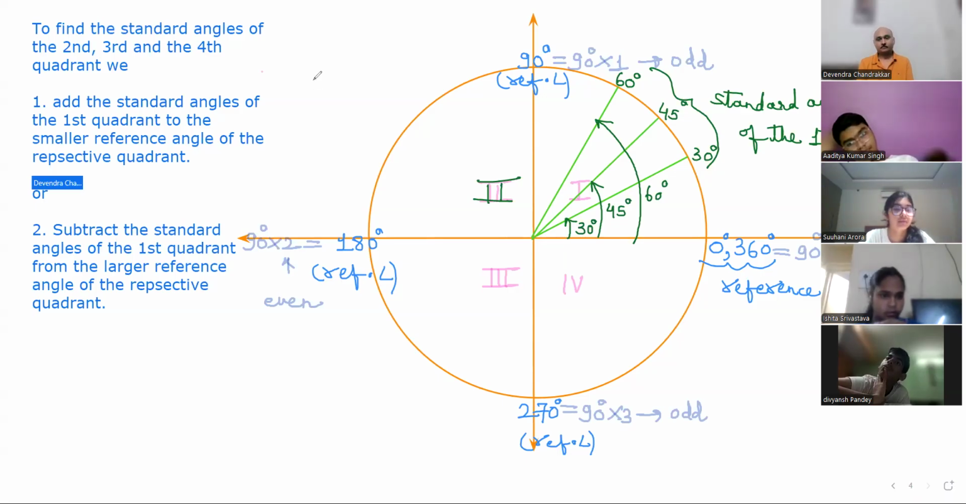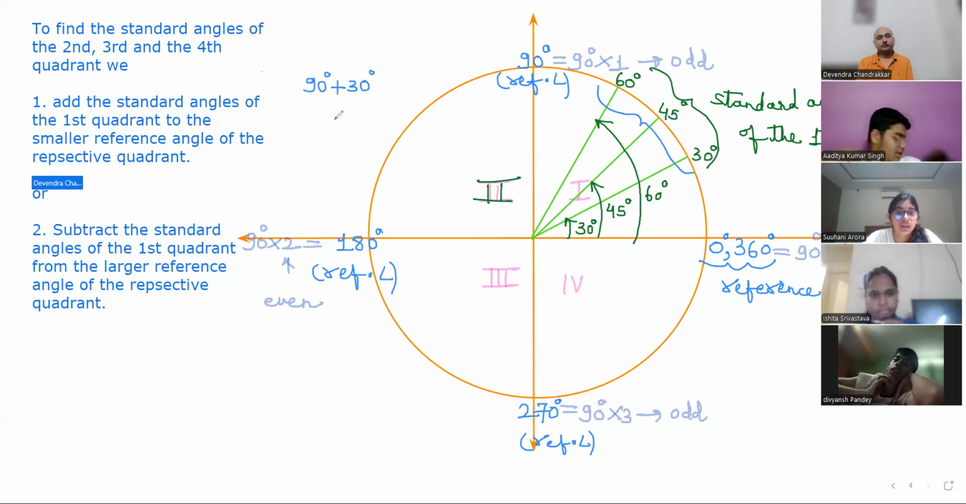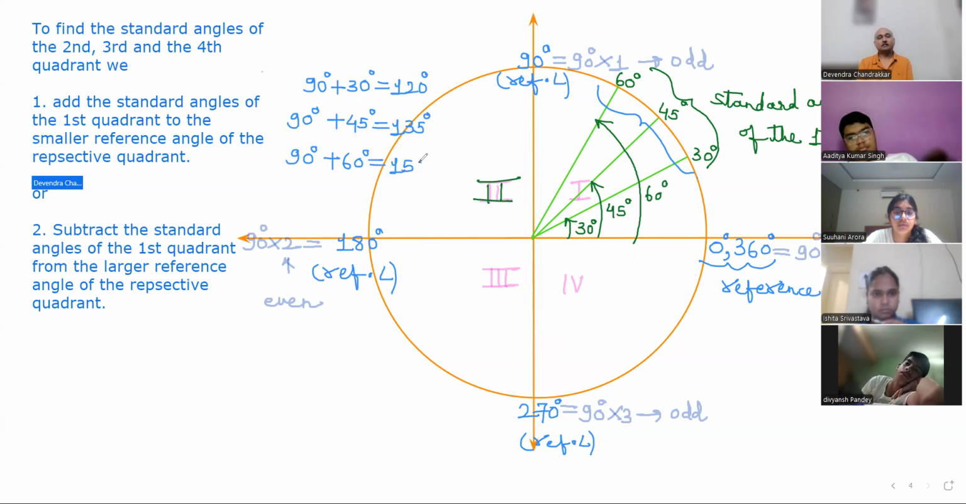So to 90, what we will do to find the standard angles of the second quadrant? We'll add the standard angles of the first quadrant. These are all the standard angles, right? So 90 + 30, 90 + 45 and 90 + 60. The angles that come are the standard angles of the second quadrant.